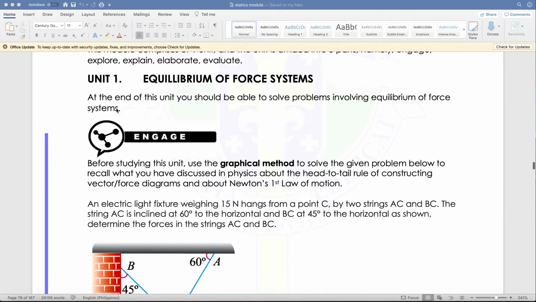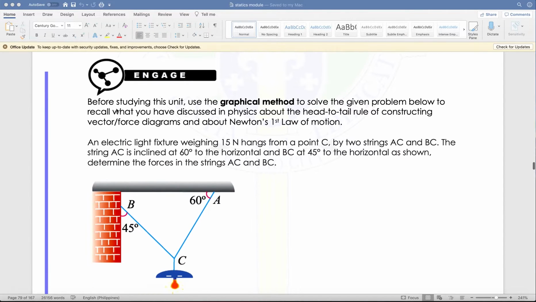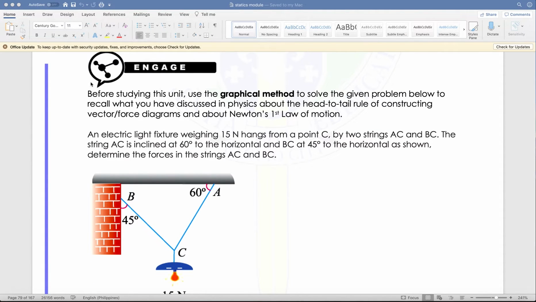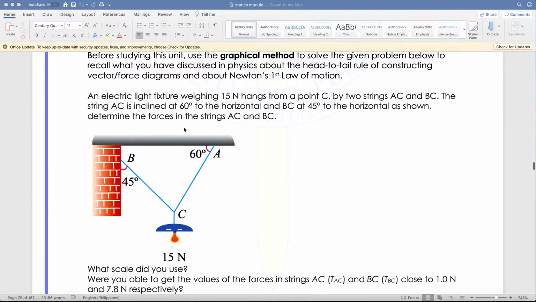At the end of this unit, you should be able to solve problems involving equilibrium of force system. Here is your engage. Before studying this unit, use the graphical method to solve the given problem below to recall what you've discussed in physics about the head-to-tail rule of constructing vector force diagrams and about Newton's first law of motion. Here is your problem.